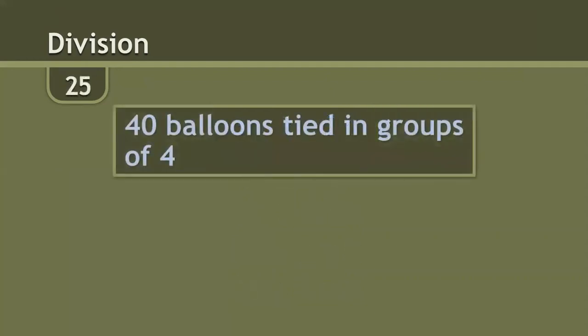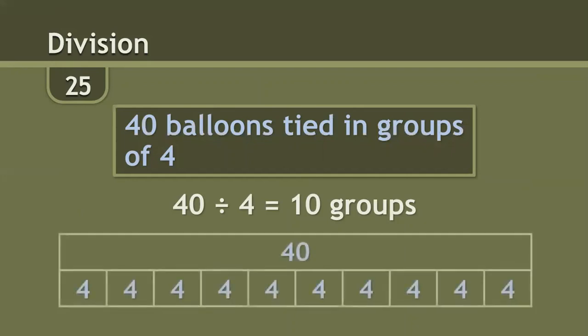Now here we have another math problem. We have 40 balloons tied in groups of 4. This is going to be a whole part problem. So if we have 40 balloons and we want to divide them into groups of 4 balloons each, we're going to have 10 groups. So here it is as an illustration of 40 total balloons broken up into 4 balloons each, which gives you 10 full groups. Whole, part.